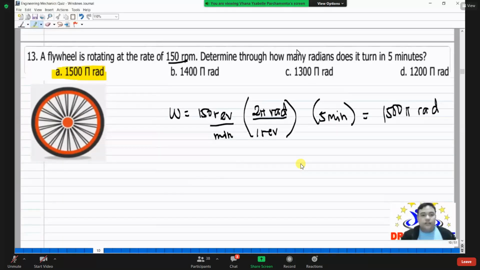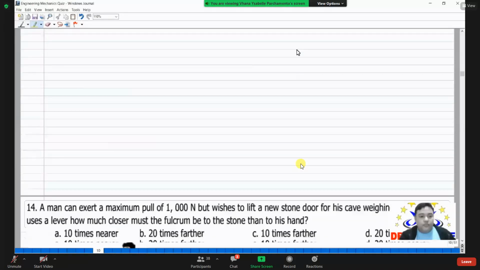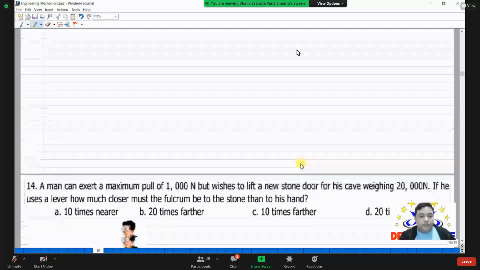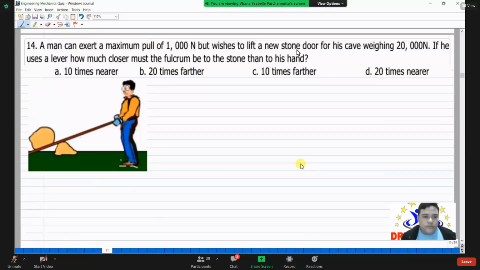Okay, next, number 14. So here, a man can exert a maximum pull of, so meron dito ang pull ng man. Ayun na lang natin. So ito yung pag-exert niya ng force dun sa lever. So that is 1,000 newtons, but wishes to lift a new stone for his cave. Cave man siguro to. So weighing 20,000 newtons.